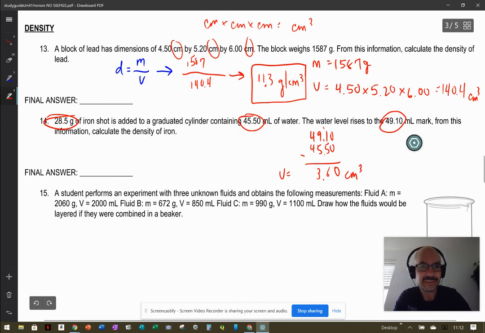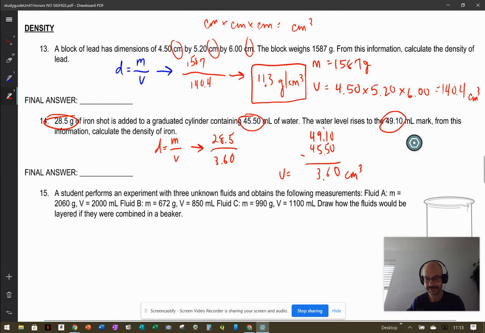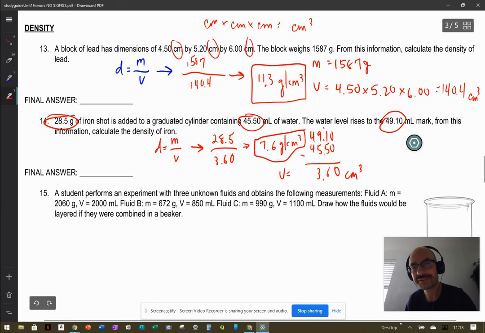And we are already given our mass, which is 28.5. So density equals mass divided by volume, which our mass is going to be 28.5 divided by 3.60. Sorry, I'm a little congested today. It's those wildfires. Some of the air quality has been the worst that I've ever tested in my yard. 7.6 grams per centimeter cubed should be your final answer.